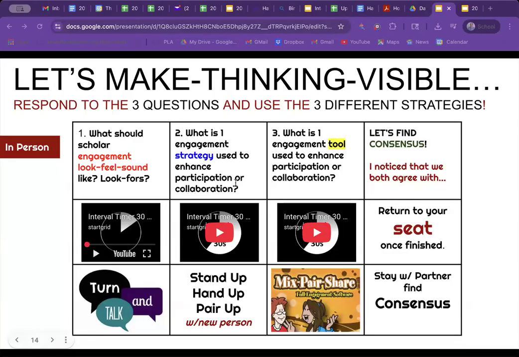All right, now we're going to do another activity called a stand-up, hand-up, pair-up with a new person as you respond to question number 2, which is, what is one engagement strategy used to enhance participation or collaboration? You're going to have 10 seconds to stand up, hand up, and pair up. So it's going to be quick. And then you'll have 30 seconds to share your thinking with your partner. The tallest person will begin talking first.